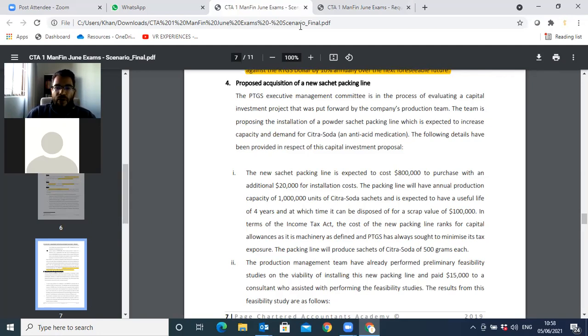The packing line will produce sachets of citrus sodas of 500 grams each. Okay, so that is the units. Just keep that in mind.